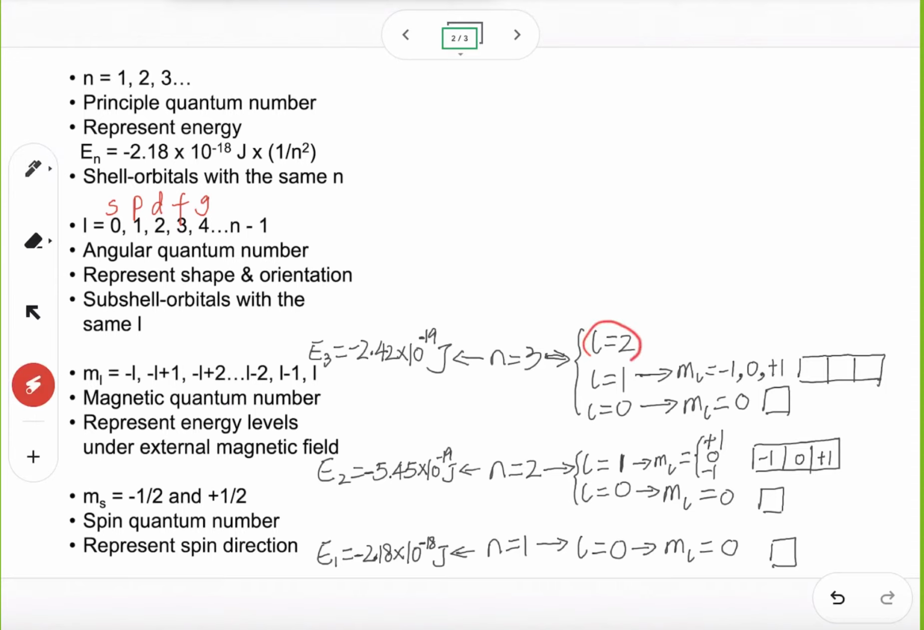When L equals to 2, the first value for ML is going to be negative L, which is -2 in this case. So it's going to be -2. Well, this is the lower limit of ML, right? Now, the upper limit for ML is going to be +L. In this case, it would be +2.